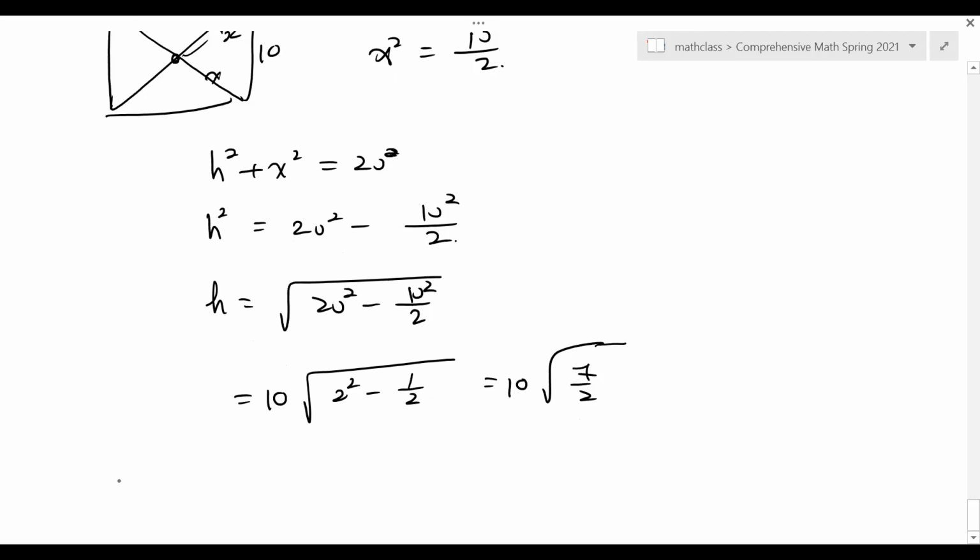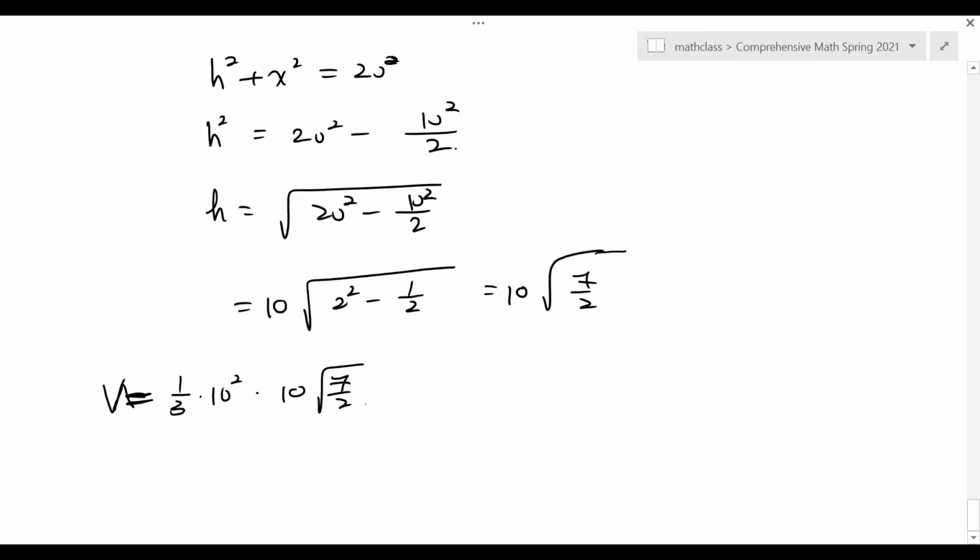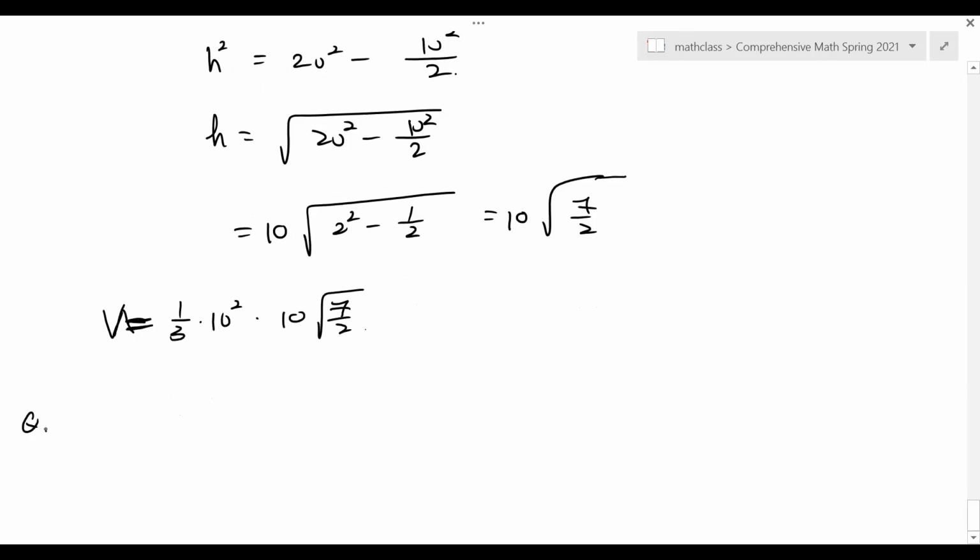You have the height. So the volume is going to be 1/3 of the base area times the height. Okay, so that's the volume. Right, so that's pretty good.